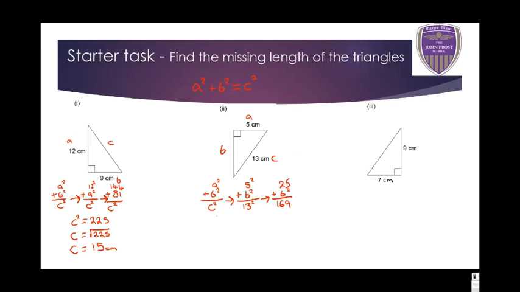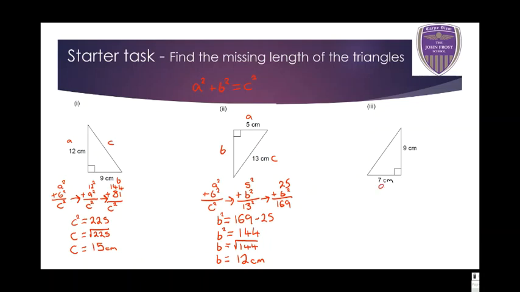Now, we know that 25 plus something equals 169. So that must mean that b squared is equal to 169 minus 25, meaning that b squared is equal to 144. Again, you've probably recognized that 144 is also a square number, so b is equal to the square root of 144. Therefore, b is 12 centimeters. You can use a calculator for that, it's not a problem. Question 3 then.